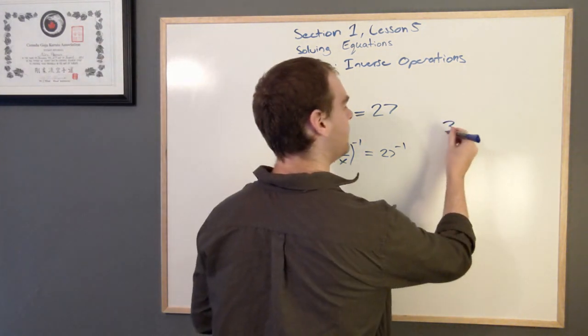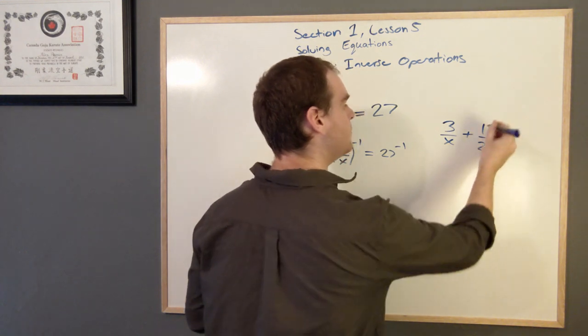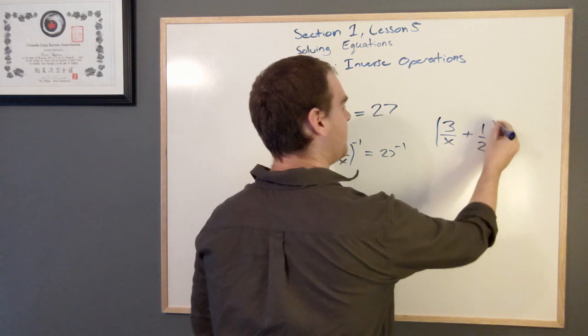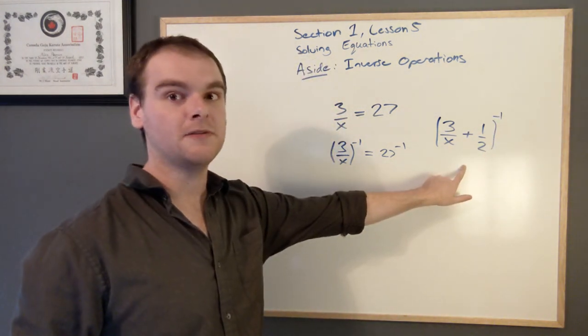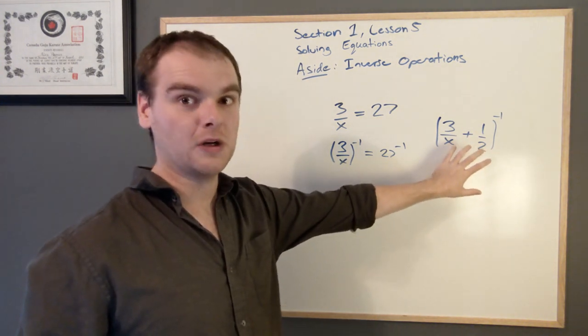If I had 3 over x plus 1 over 2, if I take the inverse of this, then what's going to happen is I'm going to take the inverse of the whole thing. And I don't really want to do that because that doesn't really help me very much. This isn't really what I want.